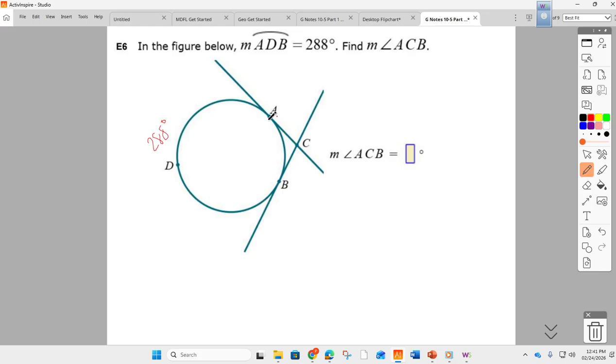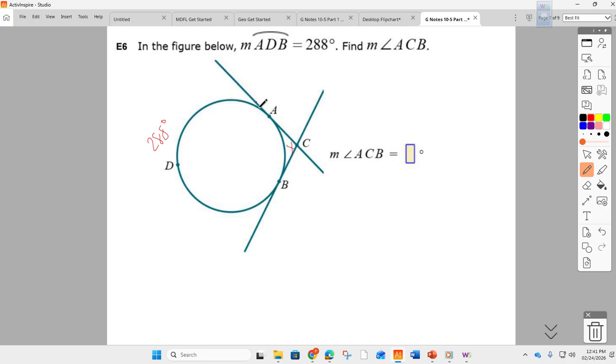Arc ADB is 280 degrees. We want to find the measure of angle ACB, so I'm going to put a variable there. But I need the measure of this arc, don't I? Arc minus arc divided by 2 is my angle. Do we know what the measure of arc AB is?